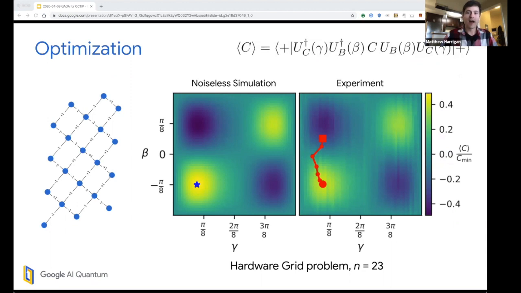And in fact, a classical loop optimizer initialized from this red square follows this red trace and can quickly find the maximum, whose theoretical position is shown on the left with a blue star, and then the classically, variationally determined final point with a circle on the right. And this really nice result is possible thanks to good hardware, in particular, no crosstalk.